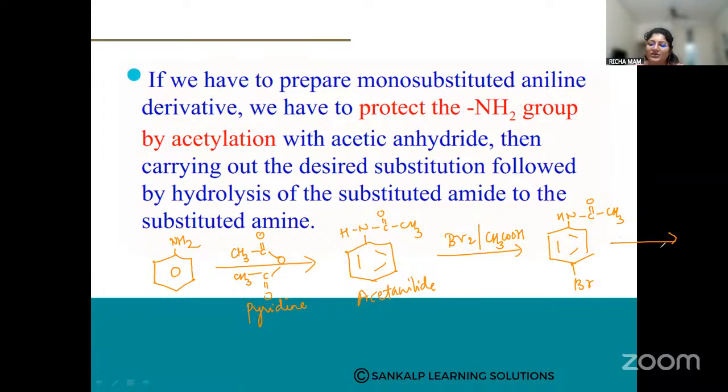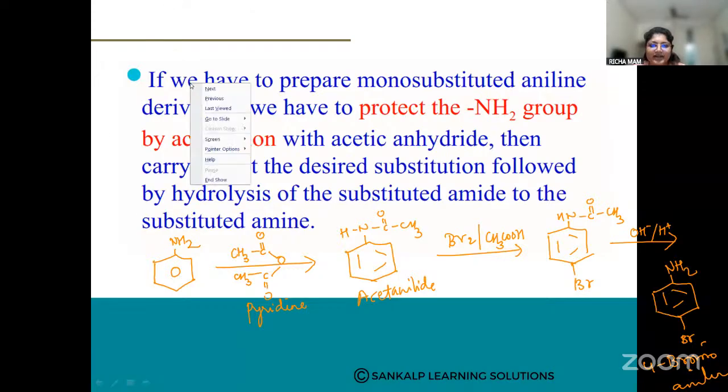Further, I'm going to do acid-base hydrolysis. So what will happen? It will be followed by hydrolysis, and I'm going to get my aniline back. So it is 4-bromoaniline. Like this, we can get the monosubstituted compound.